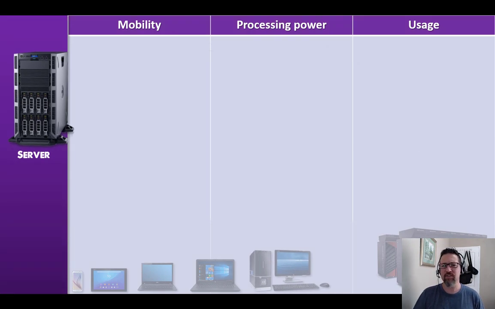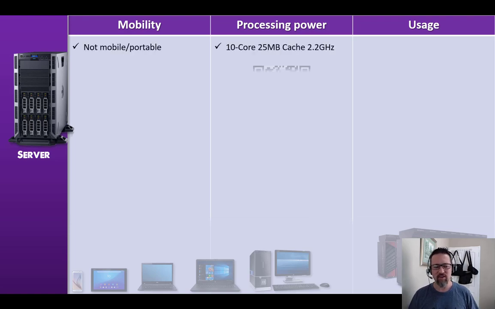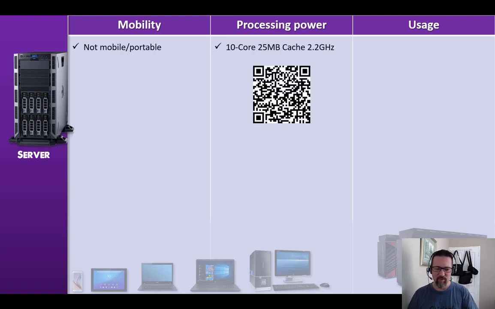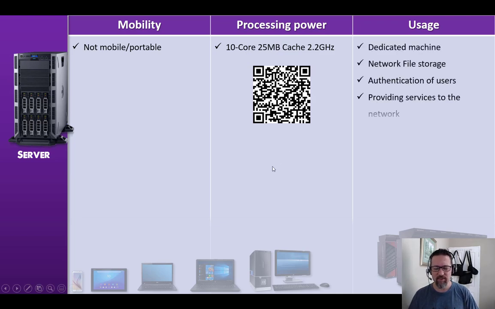Now we get on to the server. The server is something a little bit different from all the other machines that we've been looking at. All the other machines have been for our own personal use, and most of them have been mobile, portable. One of them has been non-mobile, that was the desktop. Now the server is something different. The server is definitely not mobile. For example, here's a server with a 10 core, 25 meg cache, 2.2 gigahertz, that's per core. Scan that QR code to find out more about the server processing power.